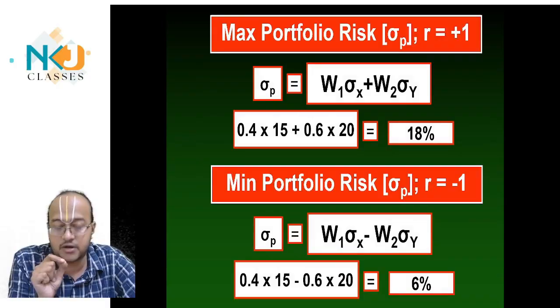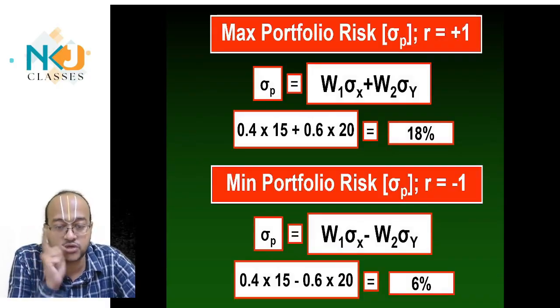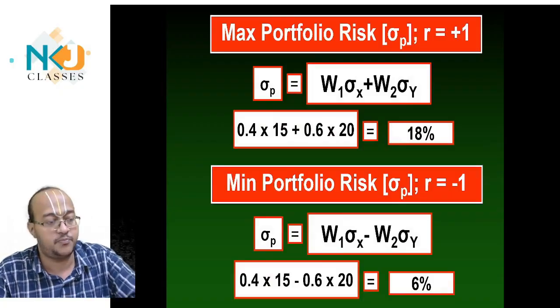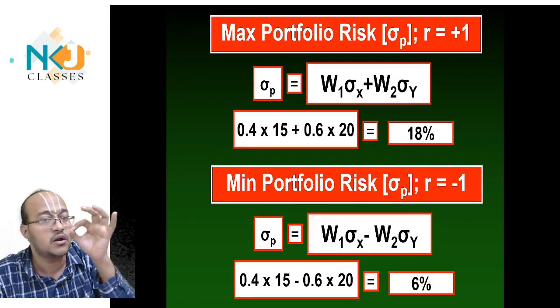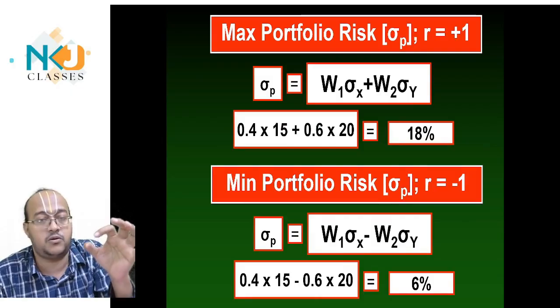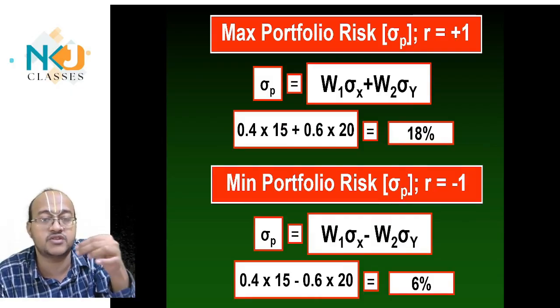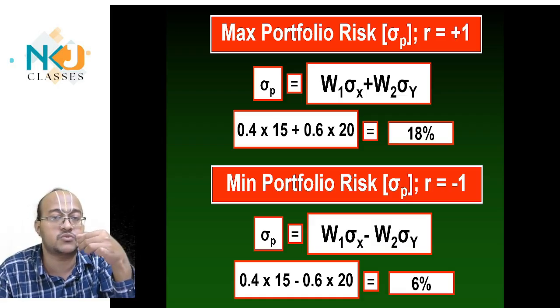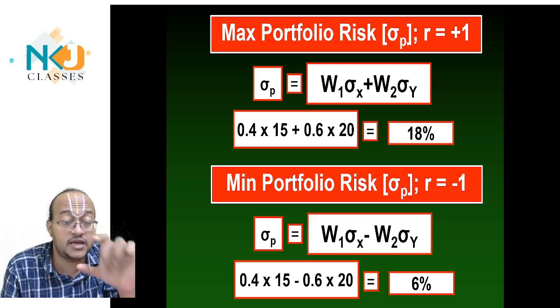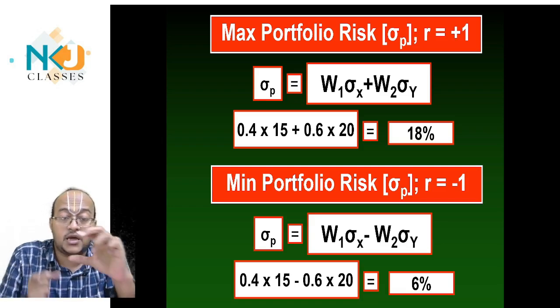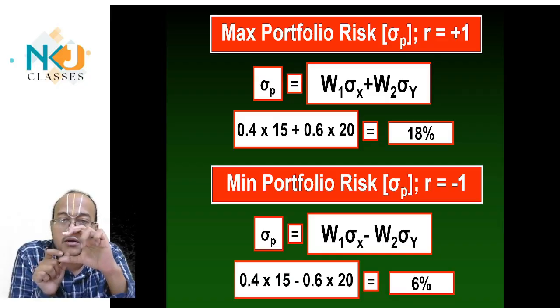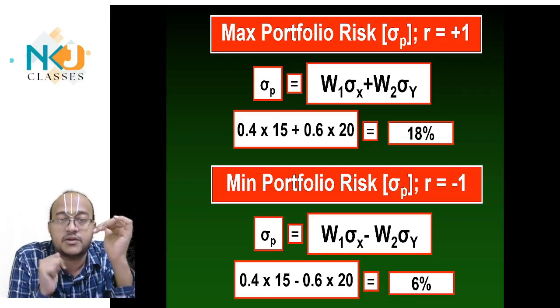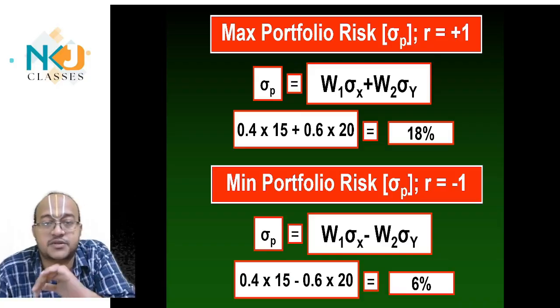In this first part of the question, they have clearly given the proportion already. That is, 0.4, 40% of your portfolio value should be invested in X, and 60% of the amount should be invested in Y. This they have clearly given. If this is the proportion, the risk is 6%.